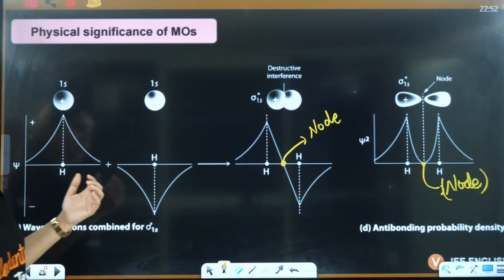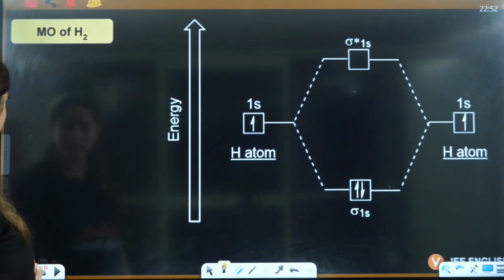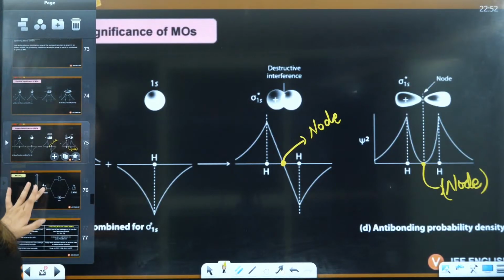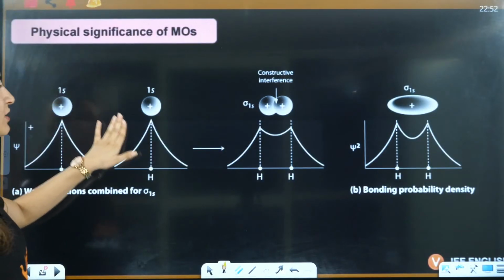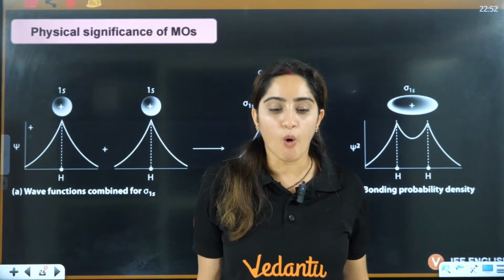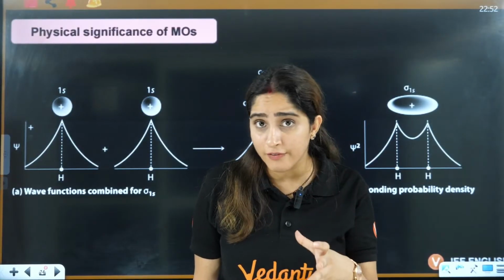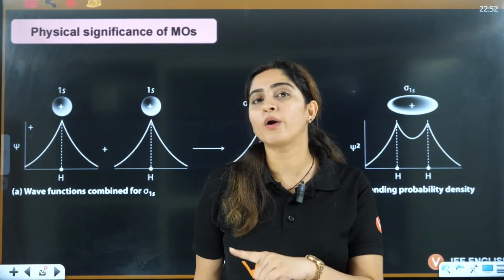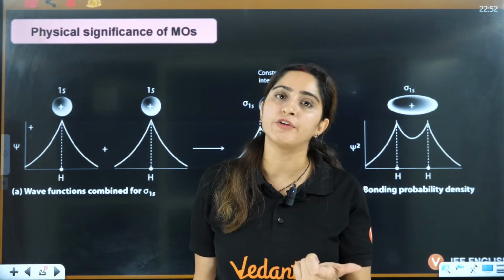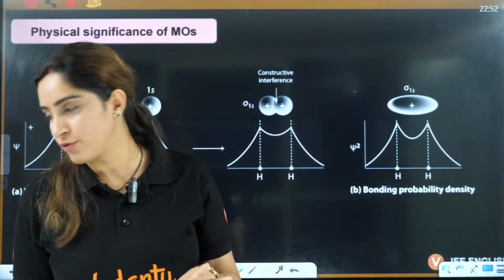Now, please focus here. Right? Okay. This now we will do in the next class. Right? This is all I wanted to tell you. That physical significance of these MOs are that bonding molecular orbital is obtained by combining constructive interference, anti-bonding is formed by destructive interference. In anti-bonding you have nodes, in bonding you don't have nodes.